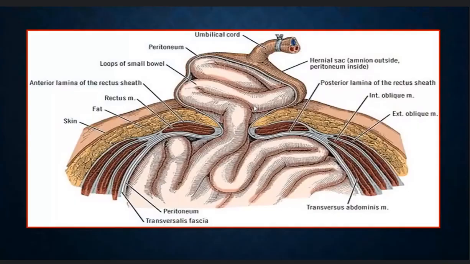Before we go to this slide, we just mentioned that omphalocele can be seen in chromosomal abnormalities like Edwards syndrome or Patau syndrome. While gastroschisis cases we find mostly as an isolated abnormality. The incidence of gastroschisis cases is more than the incidence of omphalocele.